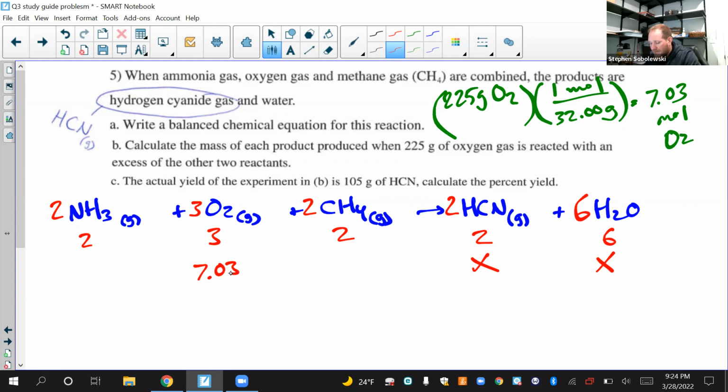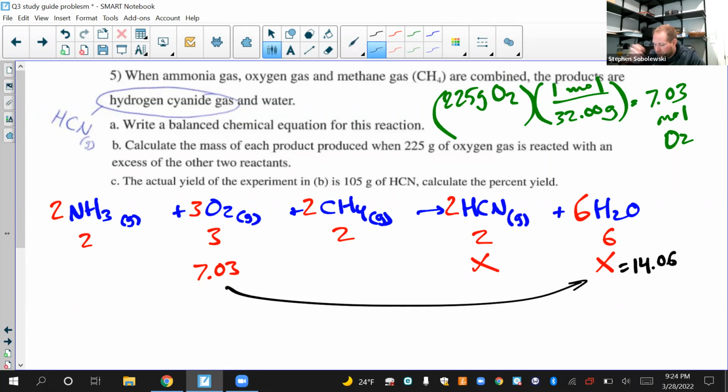Okay, and now we just apply our mole ratios. Now I always look for the path of least resistance, and for me, if I'm solving for either this first x or that second x, I'm going to solve for that second one first, because a 3-to-6 ratio is easier than a 3-to-2 ratio. 3 to 6, that's twice as much, so I'm going to double this. 7.03 times 2 is going to be 14.06. I'll trim down the sig figs afterwards. So that's my moles of H2O.